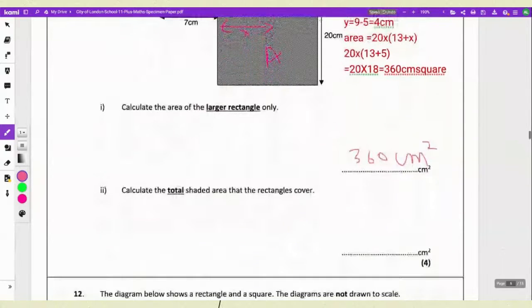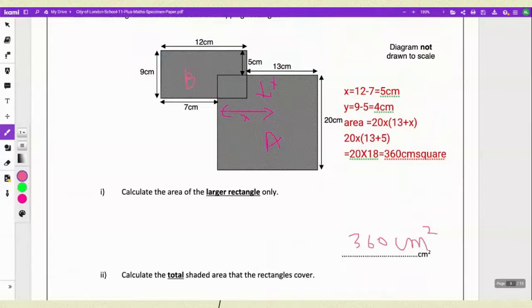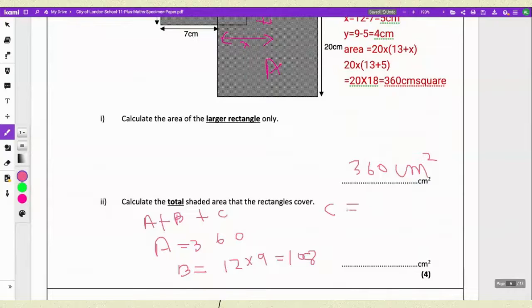Now you have to find the total area of the rectangle which is covered. You know what your A and B are. So for the shaded area, you have to do A plus B plus C. You know that A equals 360, we just found that before. Your B equals 12 multiplied by 9. That equals 108. And your C equals 5 multiplied by 4. That's 20.